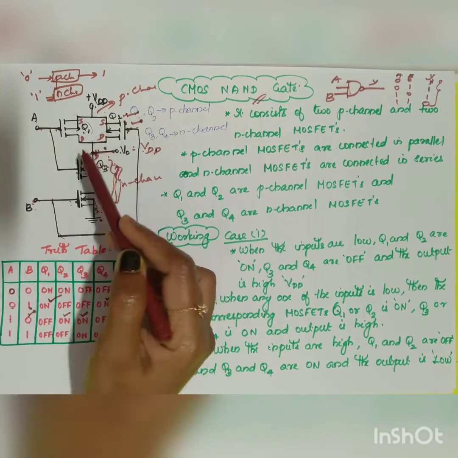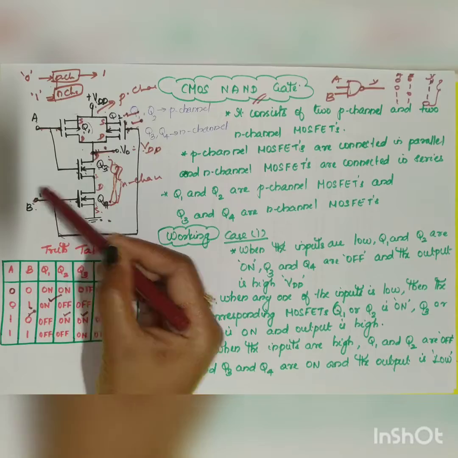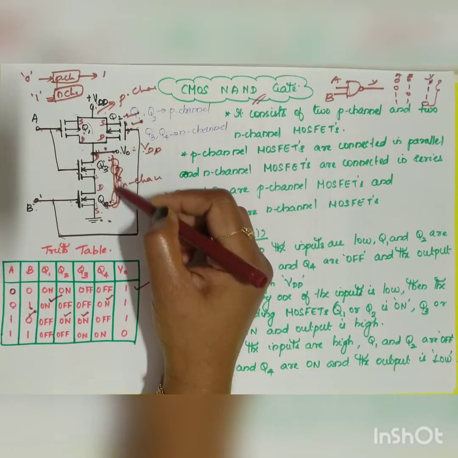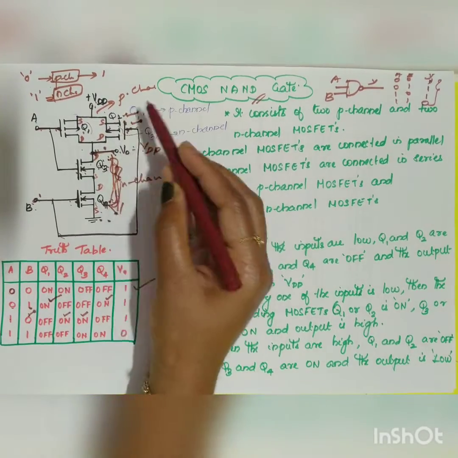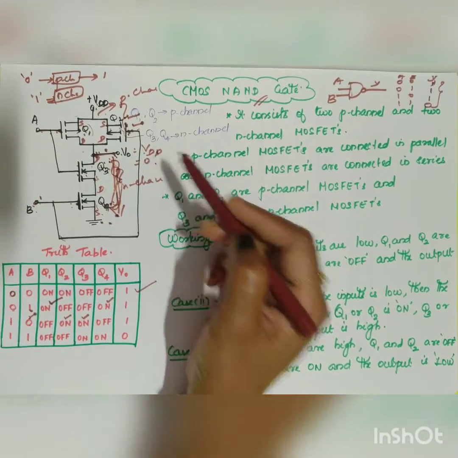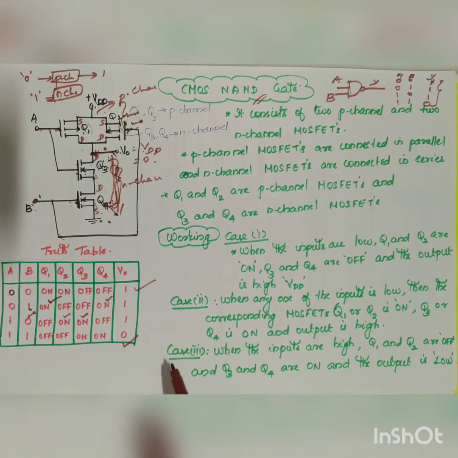V0 will be high. But you take the last case when both are equal to 1. A is equal to 1 and B is equal to 1. Both these transistors will be in the on state. It will get shorted together and your V0 will be connected to the ground. In that case these two will be open circuited. So V0 will be equal to 0. That is the reason why only for the last condition you are getting V0 equal to 0.